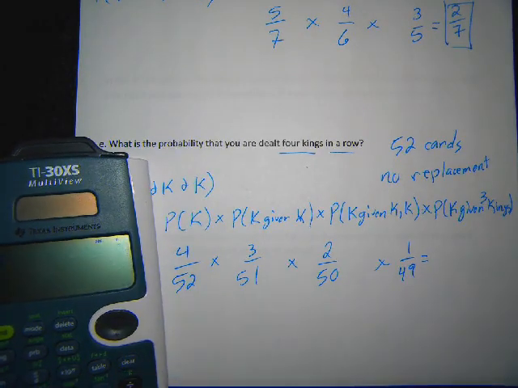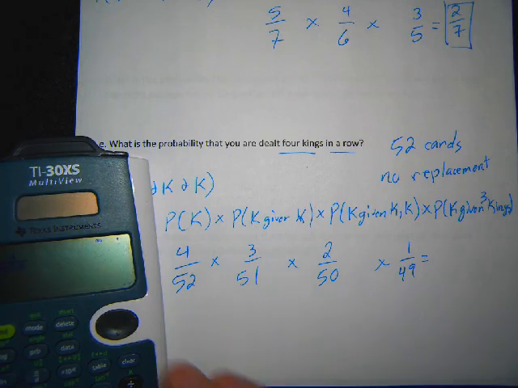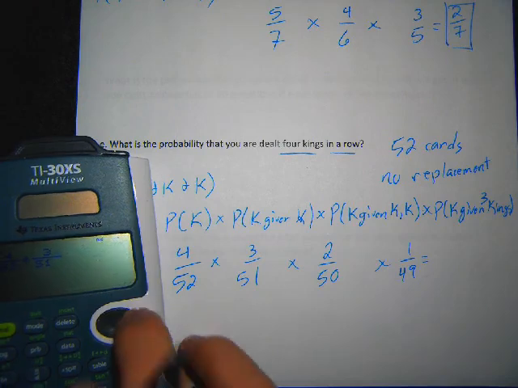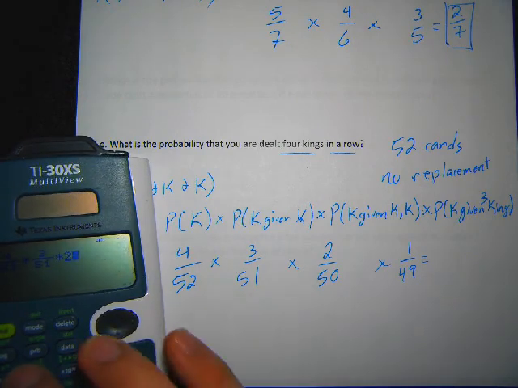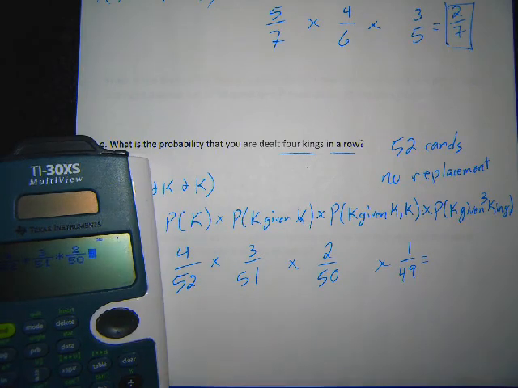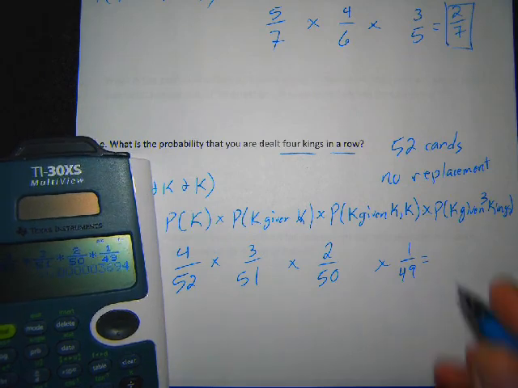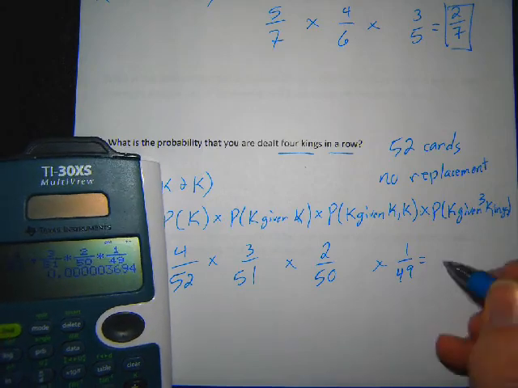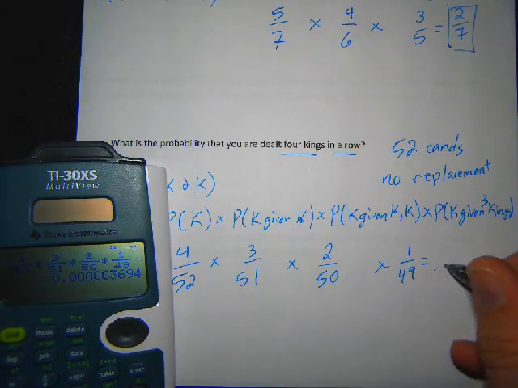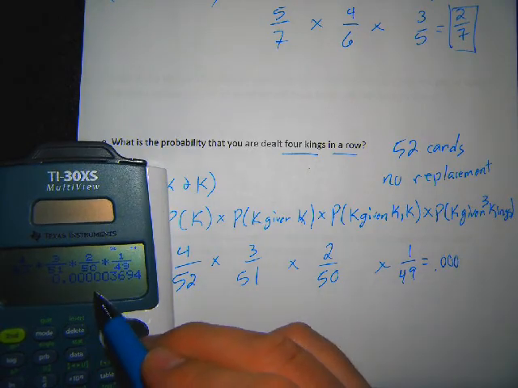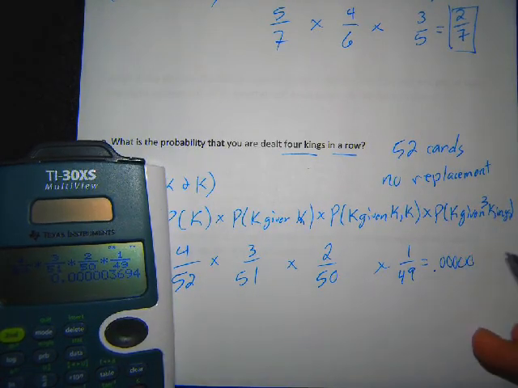So I'm going to do 4 out of 52 times 3 out of 51 times 2 out of 50 times 1 out of 49. And I get a decimal because this calculator doesn't even like to keep this one as a fraction. So this one would probably be one where I would tell you to do a decimal. 0, 5 zeros. Yeah, really slim chances.